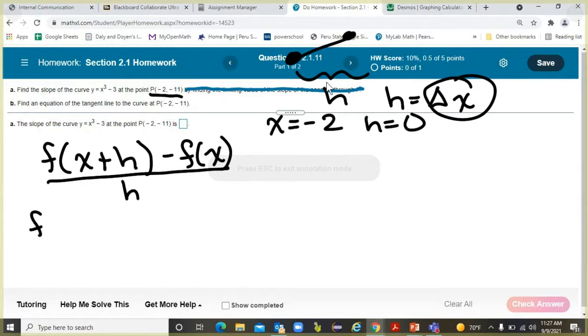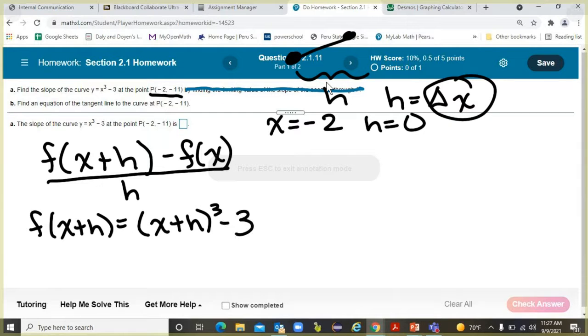So let's very carefully look at this, and I'm going to do this one in pieces. I'm going to go ahead and find the x plus h first. So that's going to be (x plus h) cubed minus 3. You see we're plugging the entire x plus h in for that x up there.